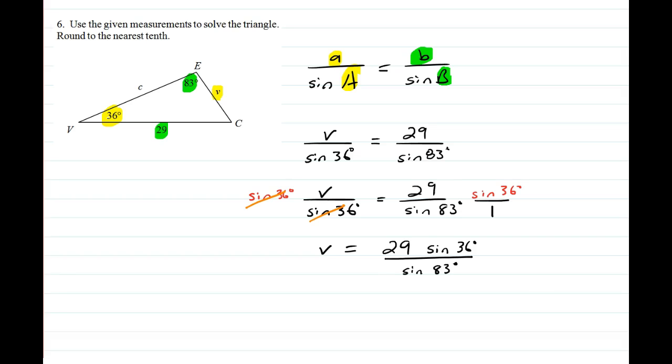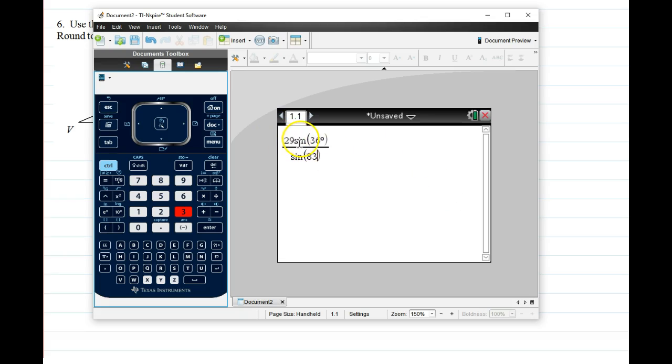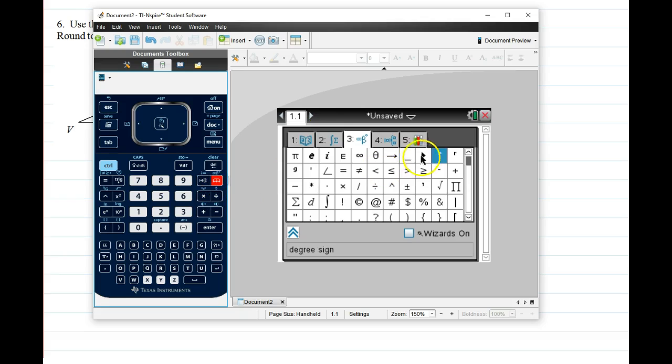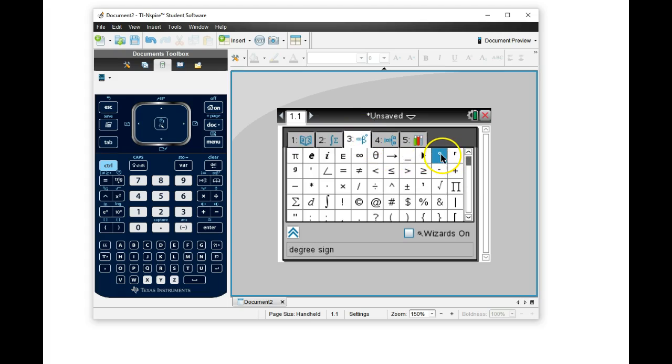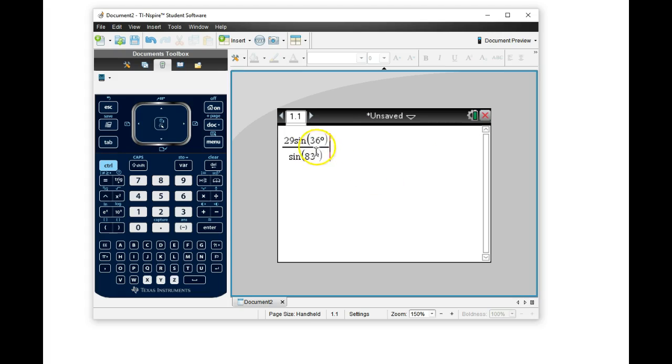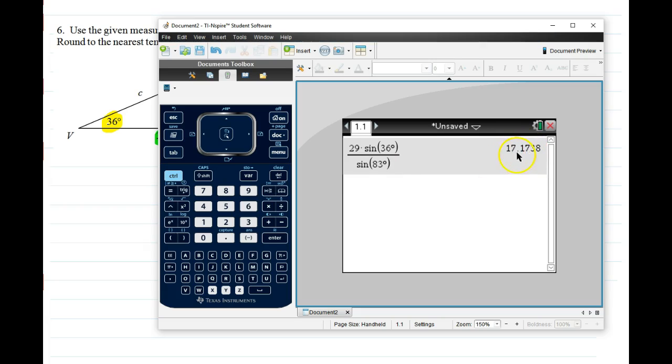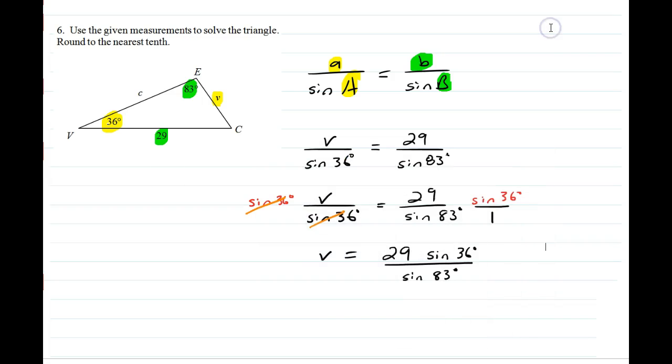And let's see what we get. All right, so I have it plugged in here, 29 sine of 36 degrees. And just to make sure I don't have to worry about whether it's in degree mode or not, I'm going to actually put the degree symbol like I did up here. And so that's in the book. And if you don't see it, just go over to number 3 where they have the symbols. It's over here on the right. So now I have the degree symbols. It wants it to the nearest tenth, so that would be 17.2. So we know that v is equal to 17.2.